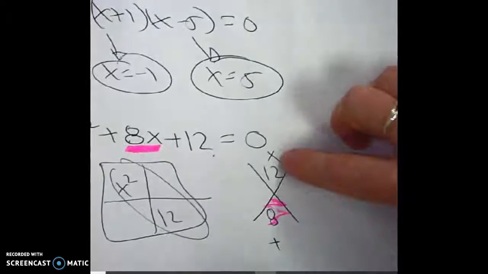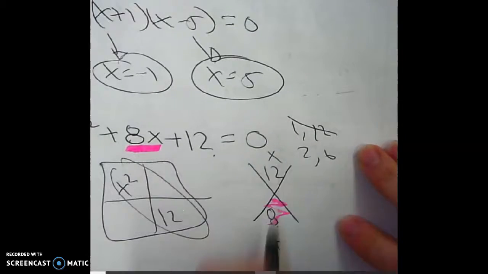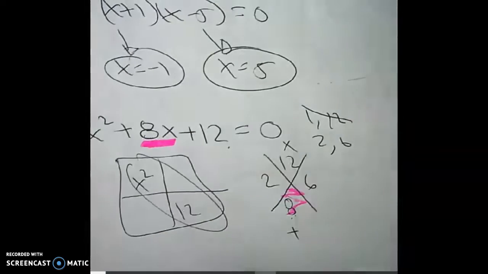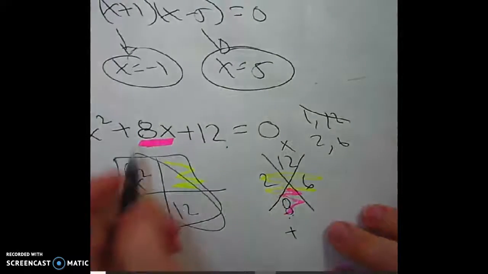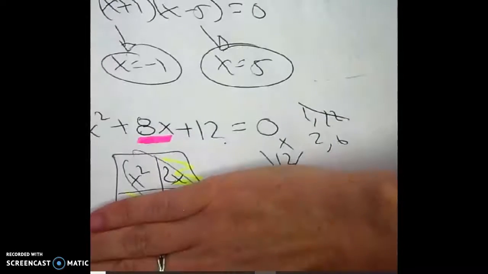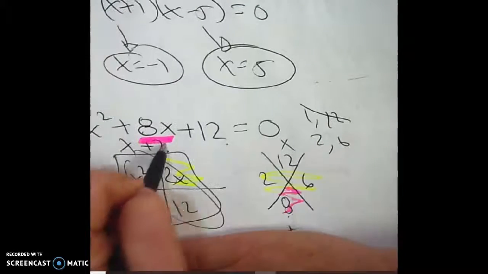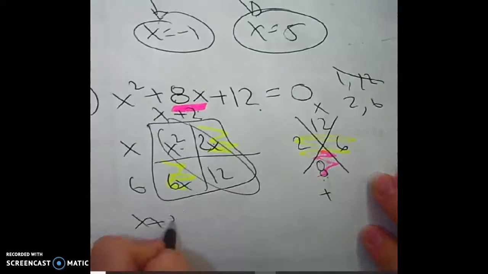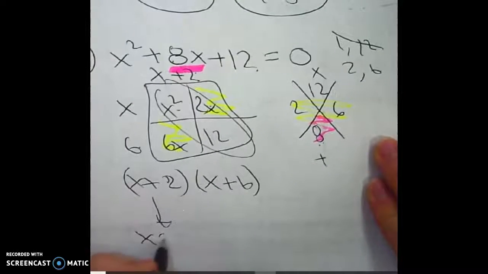All the ways to multiply to get 12 are 1 and 12. That doesn't give me 8. 2 and 6. That gives me 8. So 2 and 6. It doesn't matter what I want to put where, but I'll put the 2 here and the 6 here. Cover that. X and X. Who should go over? 2 times 6 is 12. Now I can do this. X plus 2, X plus 6. Set it equal to 0.